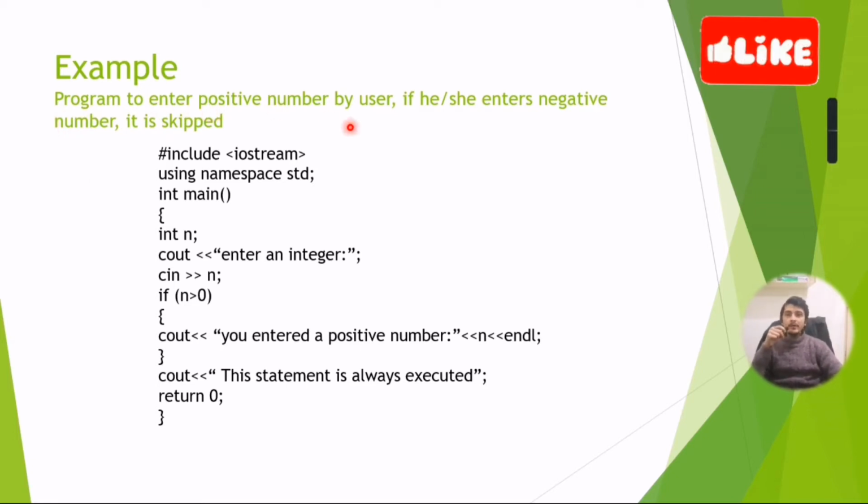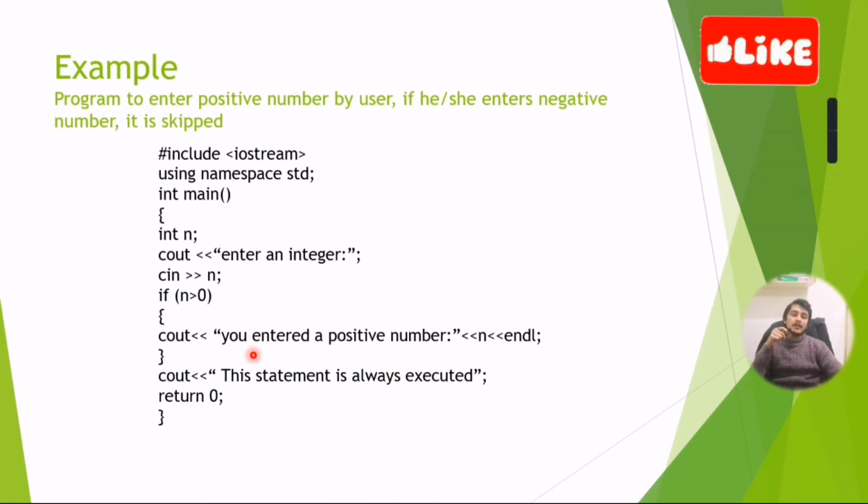For example, a program where the user enters a number. If the user enters a positive number, it is printed, and if he or she enters a negative number, it is skipped. Using the same standard procedure, we declare n, an integer type variable. Cout, enter an integer. Cin, n. So if n is greater than 0, cout, you entered a positive number. And whether or not that condition is true, the last cout statement is always executed.